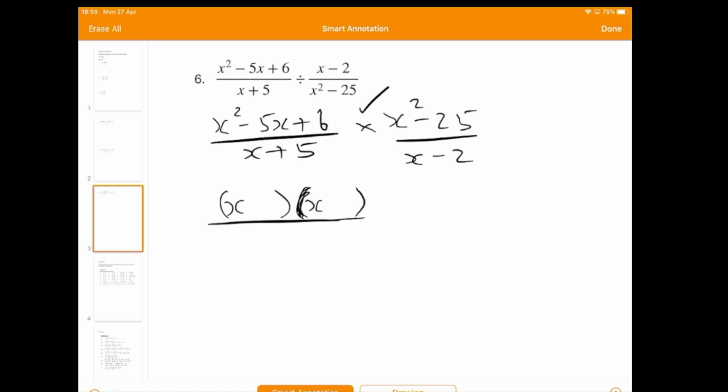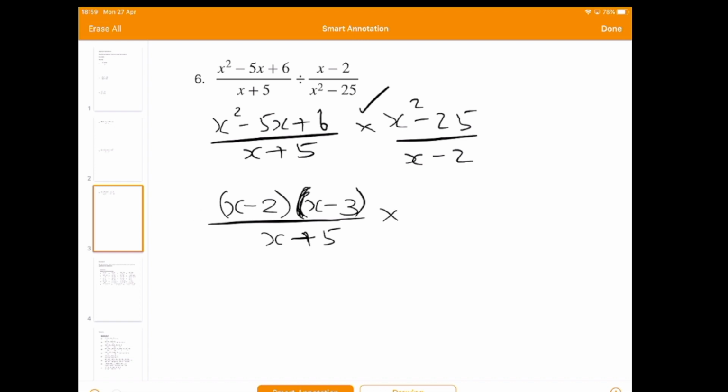But 6 there is positive. And that tells us that the 2 numbers we are looking for should carry the same sign. And so the sign should be the negative sign. Right, you will understand why our 2 numbers are negative 2 and negative 3. So these are the factors. Then we have x plus 5 down here.